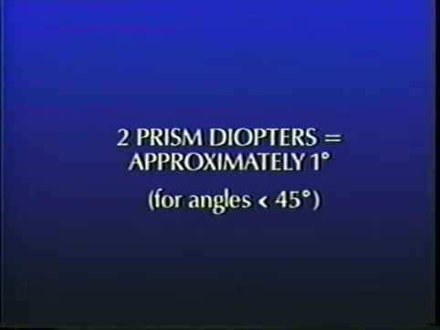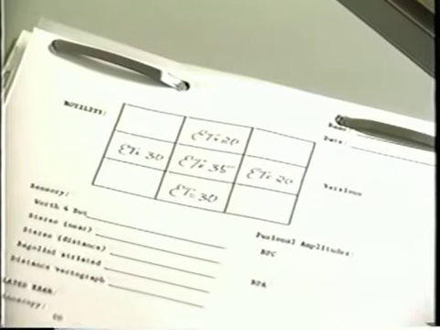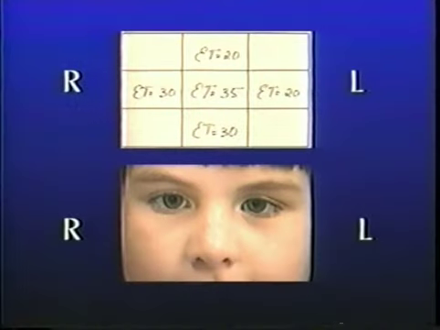Each 2 prism diopters are equal to approximately 1 degree for angles under 45 degrees. When recording strabismus measurements, it is common to note them on a tic-tac-toe form on the page. Record them as though the page represents the patient's face as seen by the examiner, with right gaze measurements recorded on the left and left gaze measurements on the right.